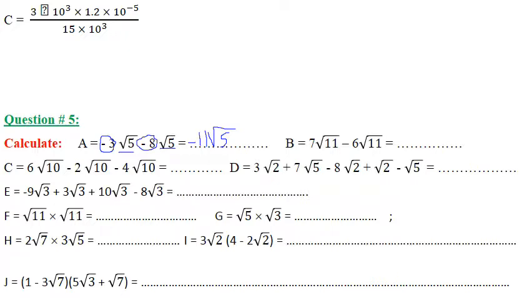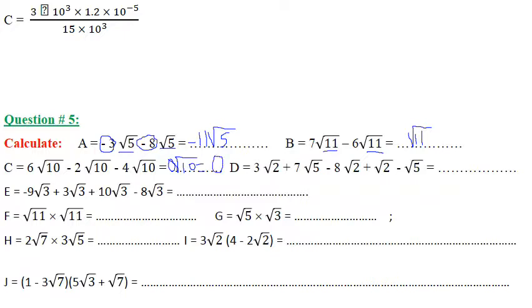Also here we have radical 11, same radicands. 7 minus 6 is 1. When the coefficient is 1, we don't write it, so we write directly radical 11. 6 radical 10 minus 2 radical 10 minus 4 radical 10, also same radicands. So 6 minus 2 is 4, minus 4 is 0, so here the answer will be 0 radical 10. Whenever the coefficient is 0, my answer will be 0.